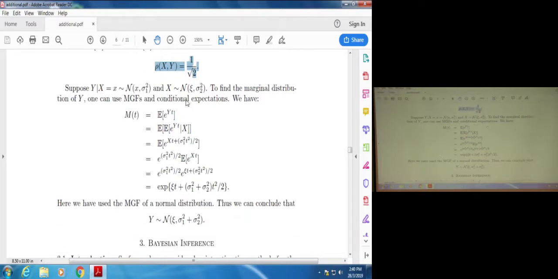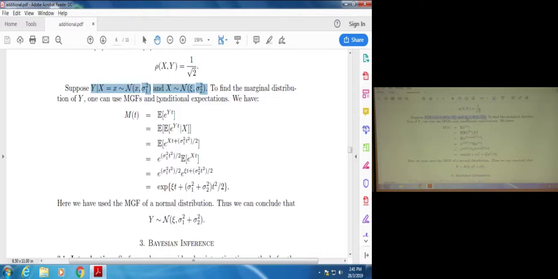Okay, and this is just one remark, one final use of these conditional expectations. Okay, so we're almost finished. So I say y given x is normal with mean x and variance sigma squared 1, and x is normal xi, sigma squared 2. Now if you want to find the marginal of y, of course you can multiply the density function of this by the density function of this, and then integrate over all possible x's, but it's less painful if you use moment generating functions, which I've told you about very briefly before.